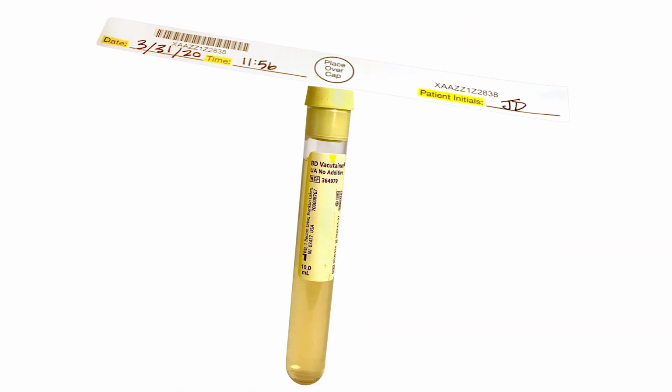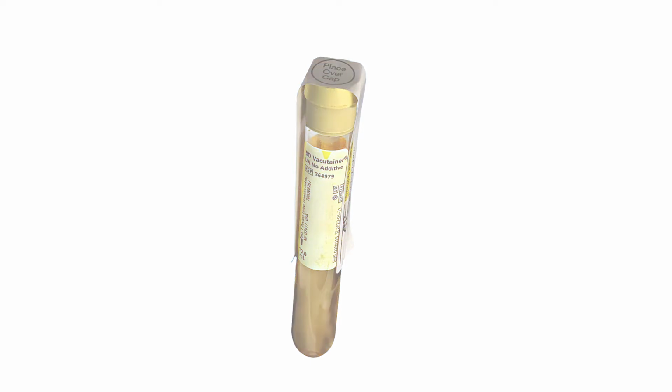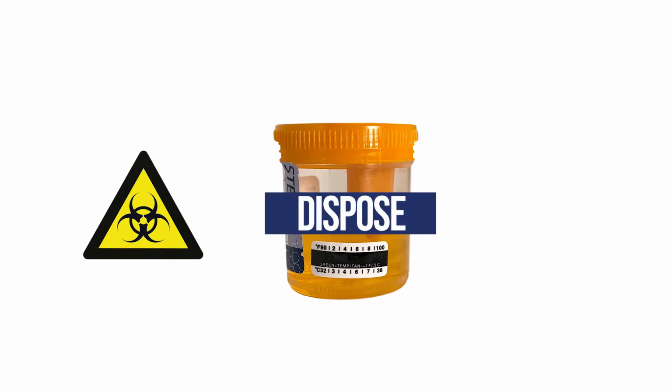Then, place the center of the chain of custody label over the top of the vacutainer and press down both sides to secure the label to the vacutainer. If this label is not affixed, the specimen may not be processable. You can now safely dispose of the urine, collection cup, and transfer straw if one was used.